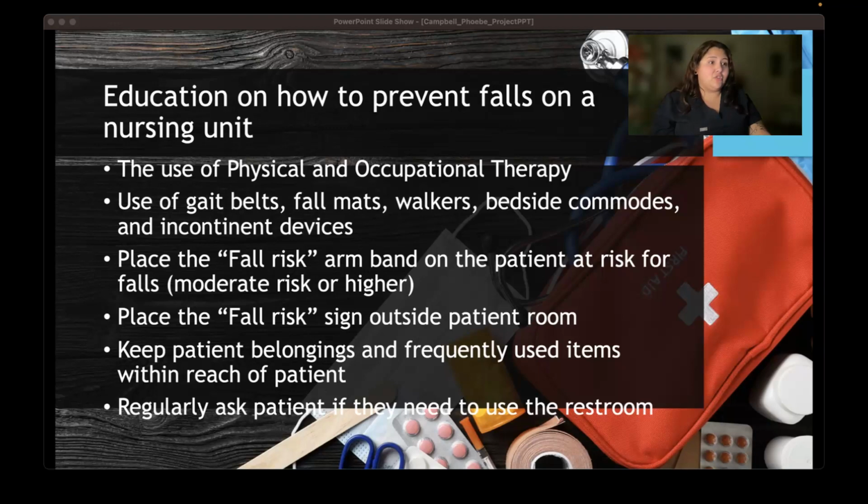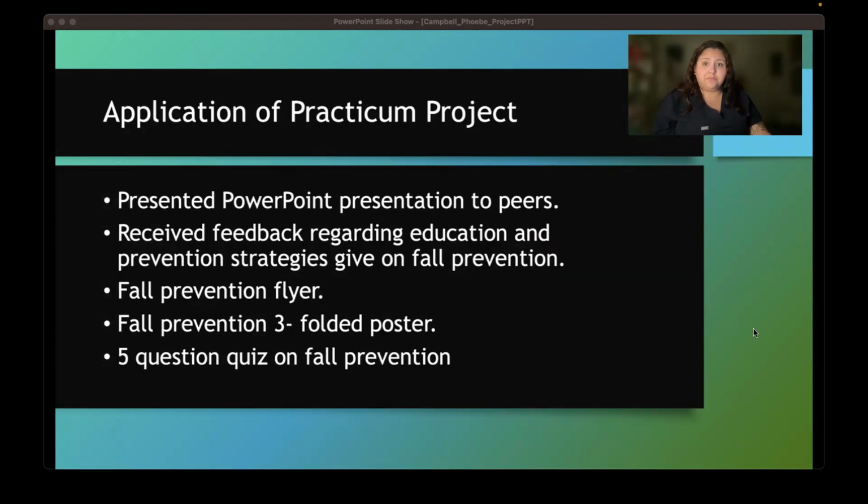Maintain bed in the lowest position with brakes on at all times. Use assistive devices such as the bedside commode, the Hoyer lift, or the gait belt. And regularly ask the patient if they need to use the restroom or if they would like any incontinent devices such as a PureWick for the female patients.